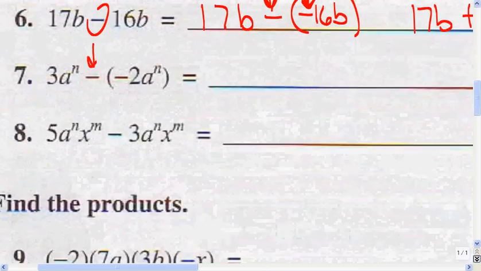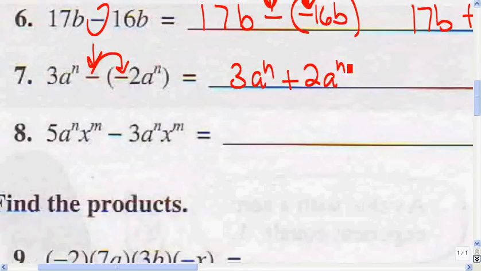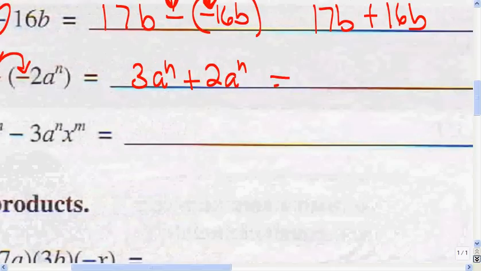They already inserted the subtraction sign for us, so we don't have to do that. We just have to subtract the negative. That gives us 3a^n plus 2a^n, which equals 5a^n.